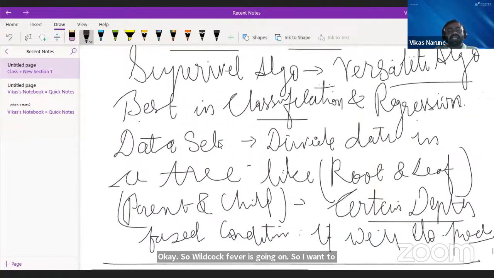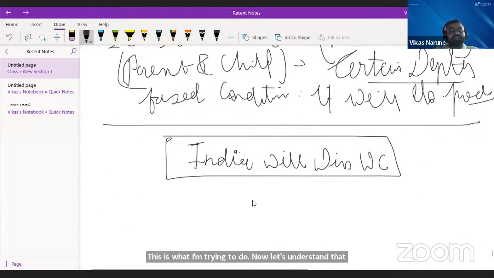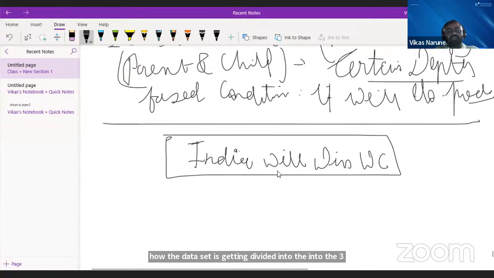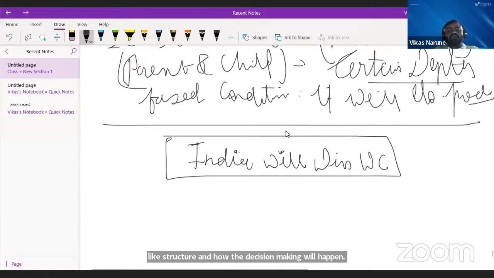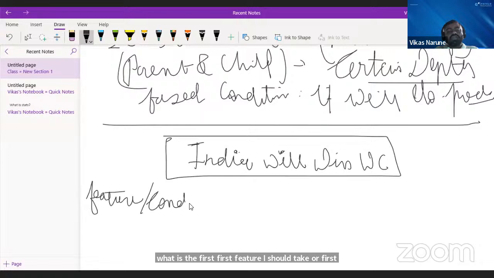Now let's understand how the data set gets divided into a tree-like structure and how the decision making will happen. Guys, you have to help me here. I know you are already deep into the topic, following this entire World Cup. So what is the first feature, or first condition, I should look into?